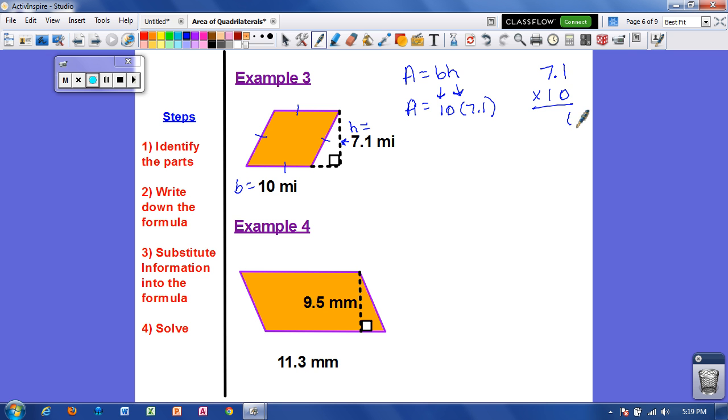1 times 0 is 0. 7 times 0 is 0. I put my 0 placeholder. 1 times 1 is 1. 7 times 1 is 7. And then I just add that together. I have one decimal place. So that means the area equals 71 miles squared.